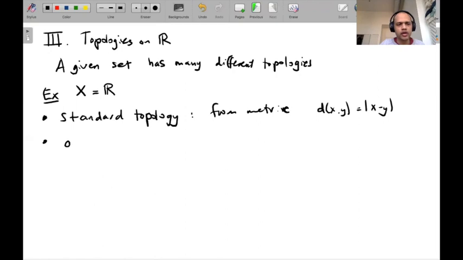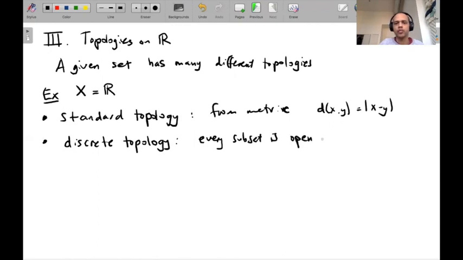Okay, but there's others. So there's the discrete topology, which is a topology that exists on any set, in which we just declare every subset is open. So this is a topology because it just satisfies the properties. X and the empty set are open. Unions are always going to be open because every subset is open, and intersections are always open because every subset is open. So that's a topology.